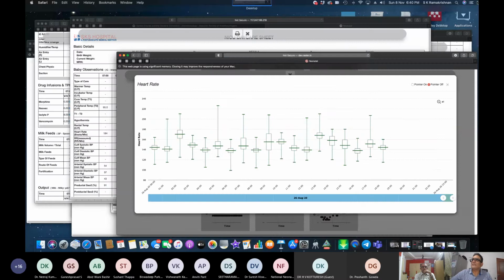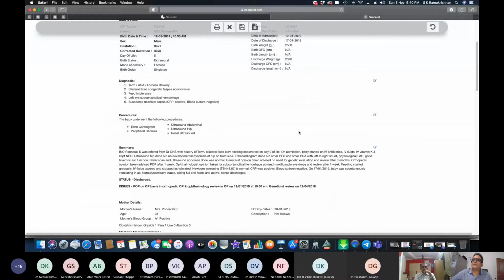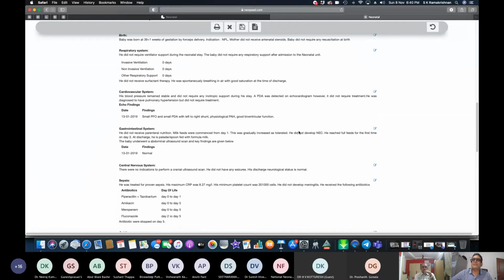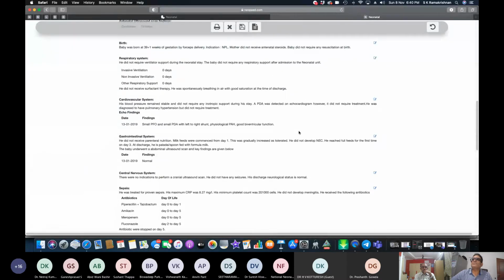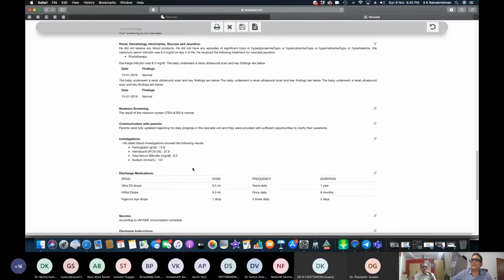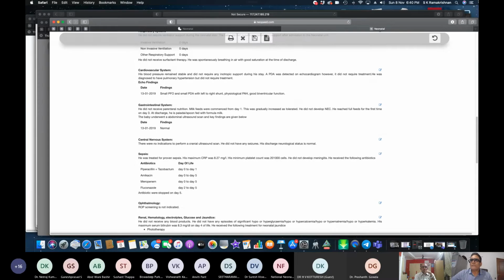And not only this, when the child is going home, you just enter the discharge details, and the discharge summary is automatically generated, because all the data are captured from the machine. You don't need to sit and type. There is a place where you can type extra details if you want, but most of it is generated automatically.